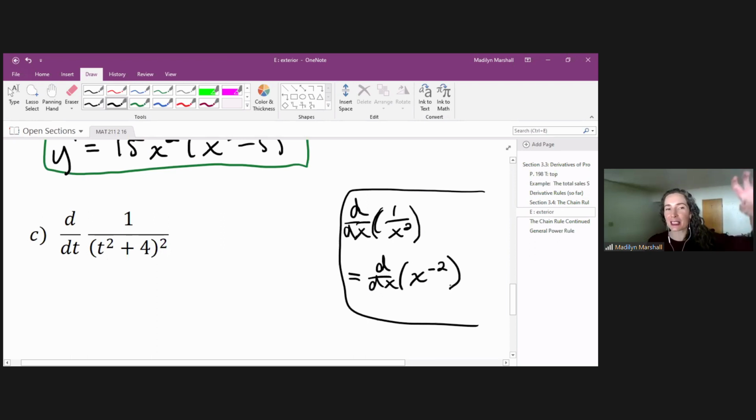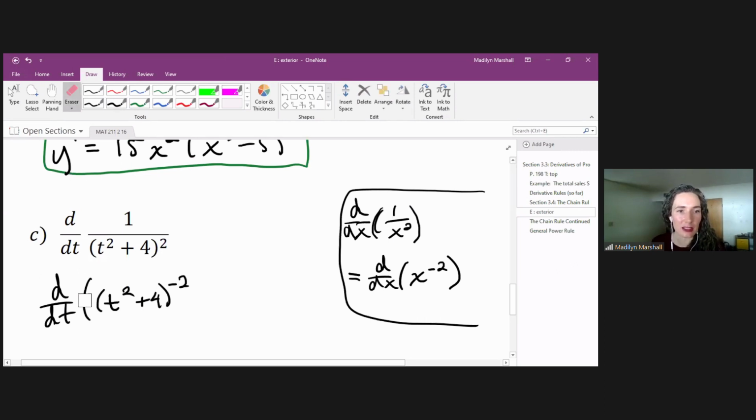So when we first see 1 over t squared plus 4 squared, it probably looks like a mess. But if we think of it in terms of this chain rule, we can think, oh, this is just 1 over something squared. So we can rewrite it as that something to the negative 2. So now we have a power rule. So this is going to be d dt of, I'm just adding some parentheses here, t squared plus 4 to the negative 2.